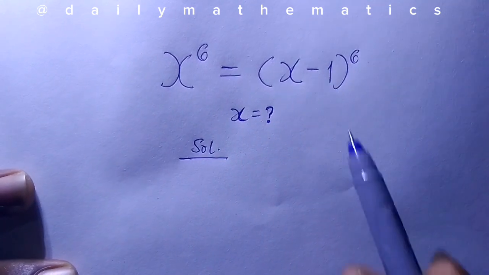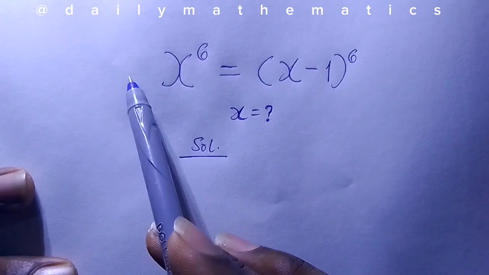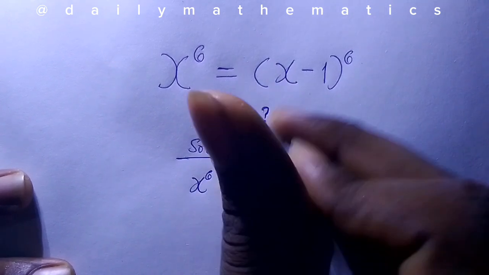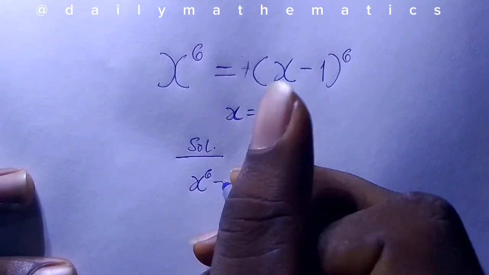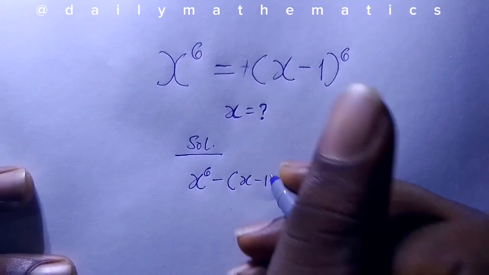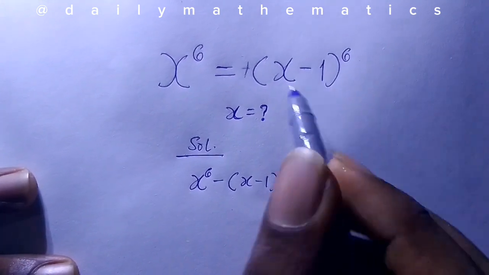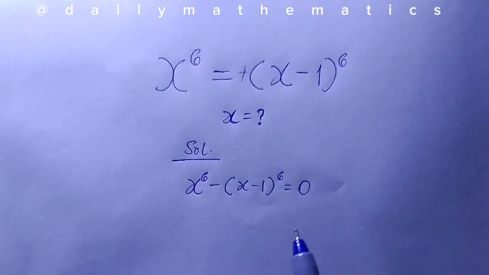The first thing we're going to do is move this term from this side to the other part of the equation. We have x raised to the power of 6, carrying a plus sign. When we move it, it becomes minus. So we have x minus 1 raised to the power of 6, minus x raised to the power of 6, equals 0. When we move it here, the right side remains 0. That's why we are putting that. So what's the next thing to do?